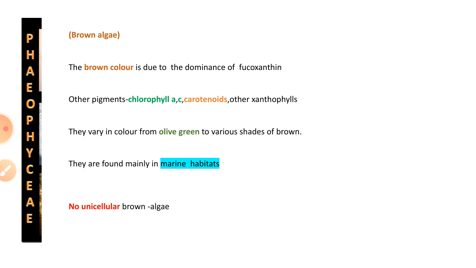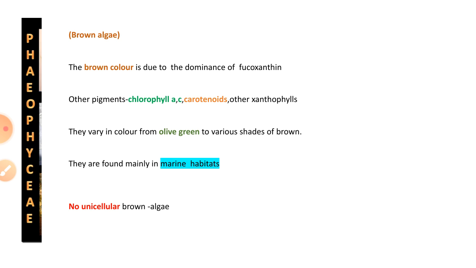The brown color of these algae results from the dominance of fucoxanthin, which is a xanthophyll pigment. Actually, chlorophyll a, chlorophyll c, carotenoids and other xanthophylls are also present in brown algae, but fucoxanthin masks the other pigments. They vary in color from olive green to various shades of brown, depending upon the amount of fucoxanthin present in them.